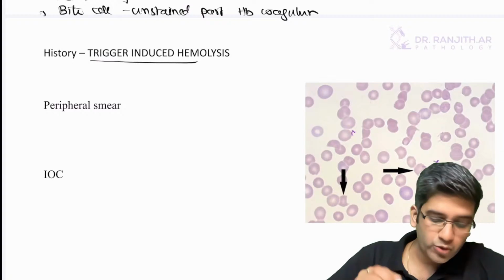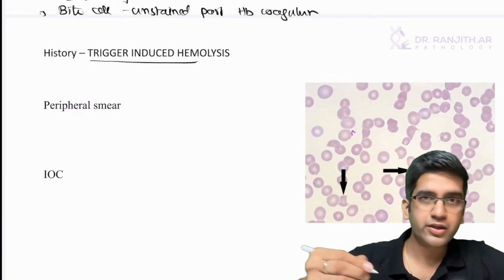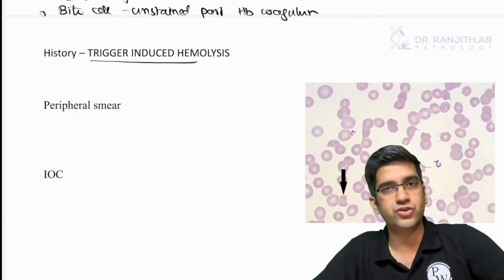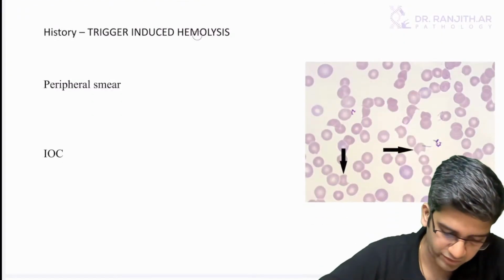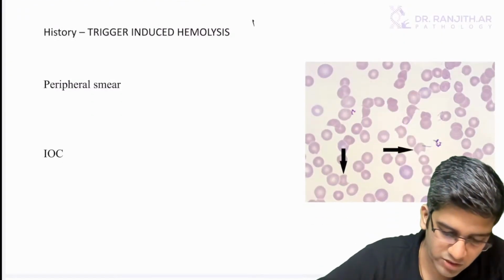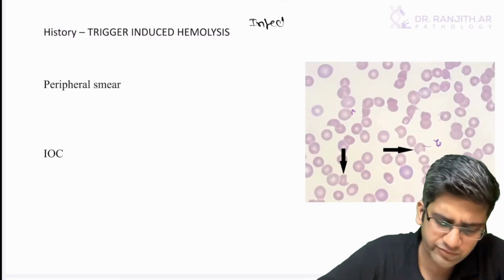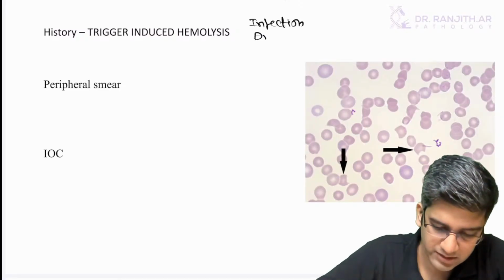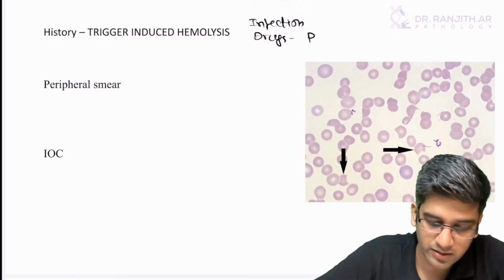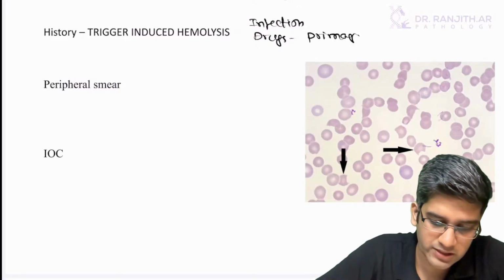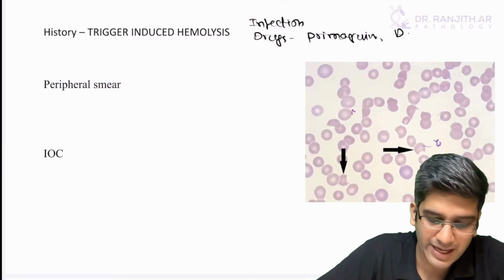It's a trigger induced hemolysis. After a trigger, you'll have hematuria. That's a classical history of G6PD deficiency. What all could be the trigger, right? The trigger could be an infection, any infection under the sky. Could be drugs, like when I said primaquine. It's one of the important drugs I want you to remember, and also remember dapsone.